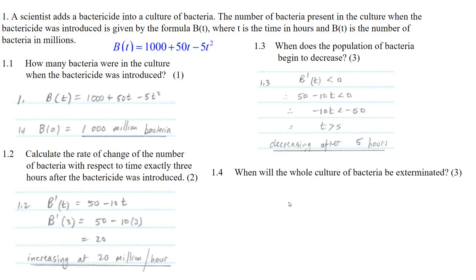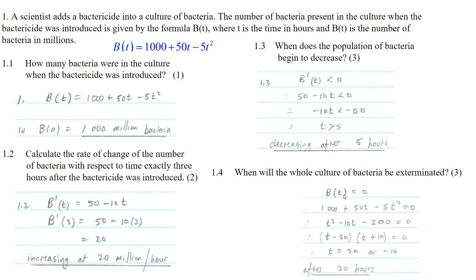So there you go. Now the last question is, when will the whole culture of bacteria be exterminated? Oh, that means when will B(t) equal 0? When will there be nothing left of the bacteria? So you just put the original population, when will it go to 0?